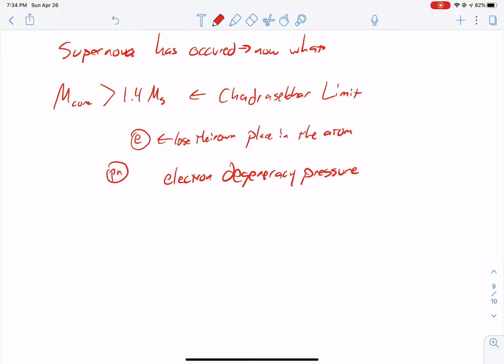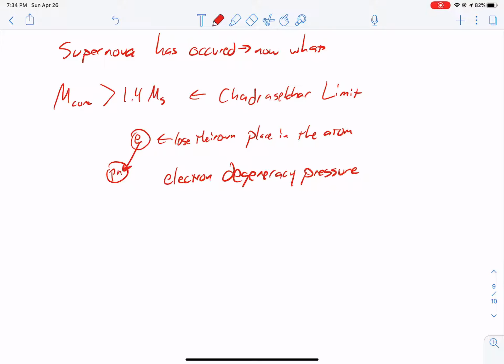This is the pressure that stems from the electrons wanting to keep their spot. It's why you can't smush things down more than an atom. There's a limit to how small you can squeeze things. Well, if the mass of the core is bigger than 1.4 solar masses, the electrons lose their spot. They're basically squished into the nucleus.